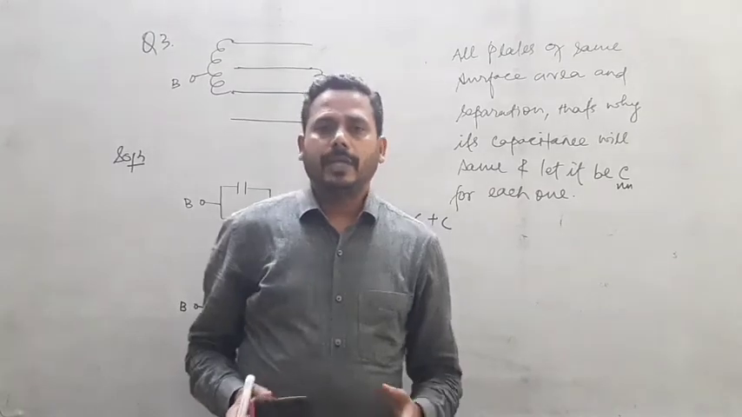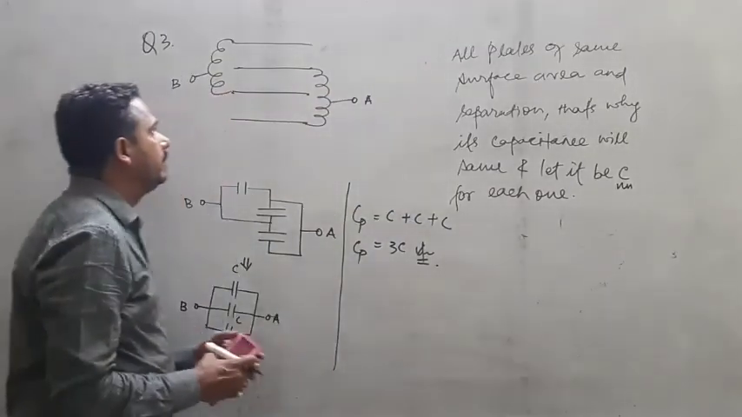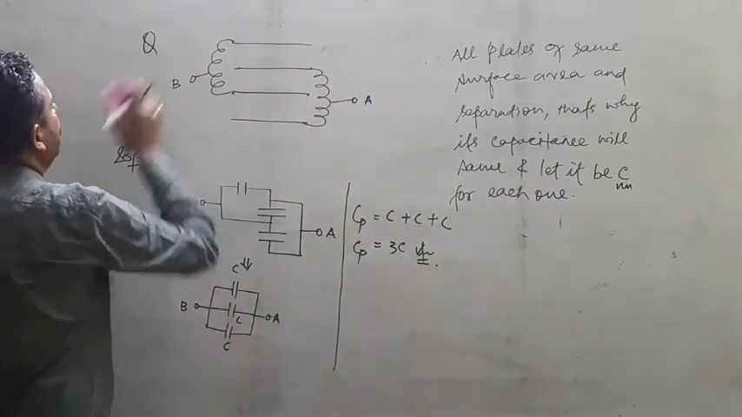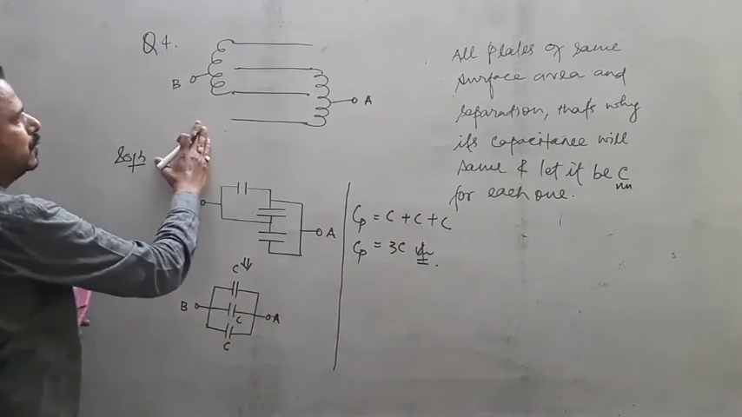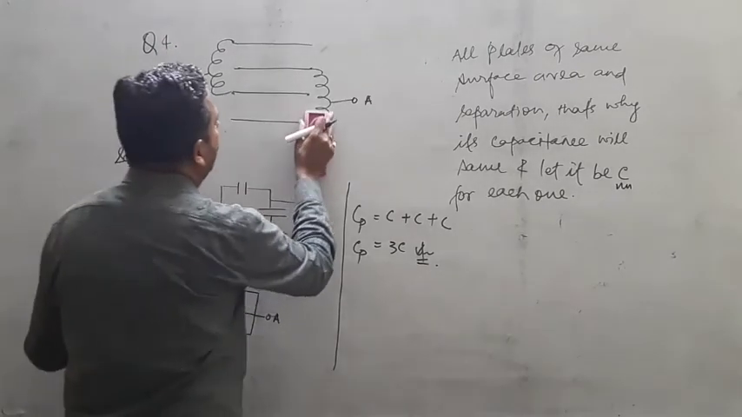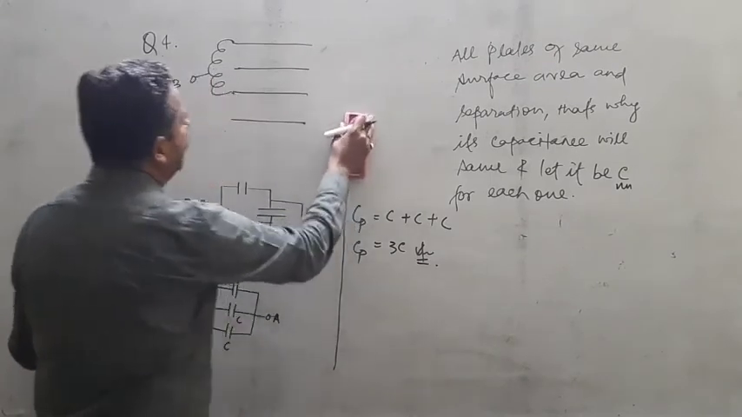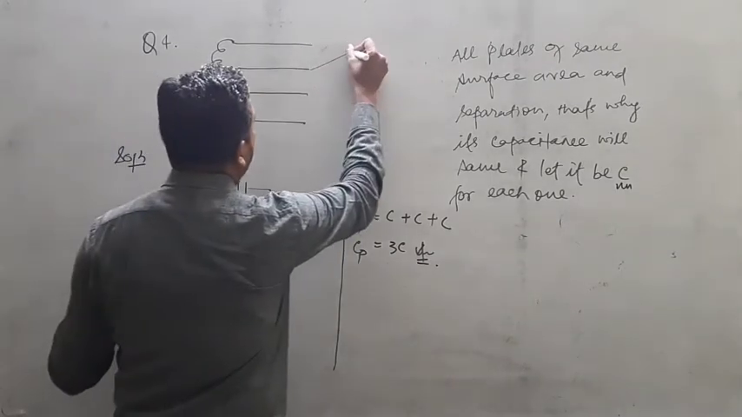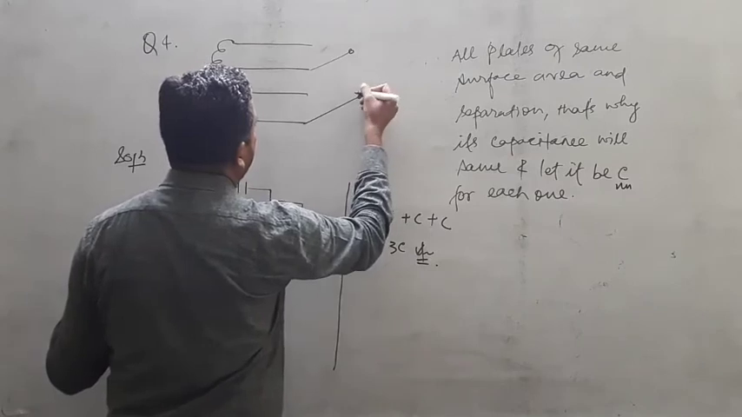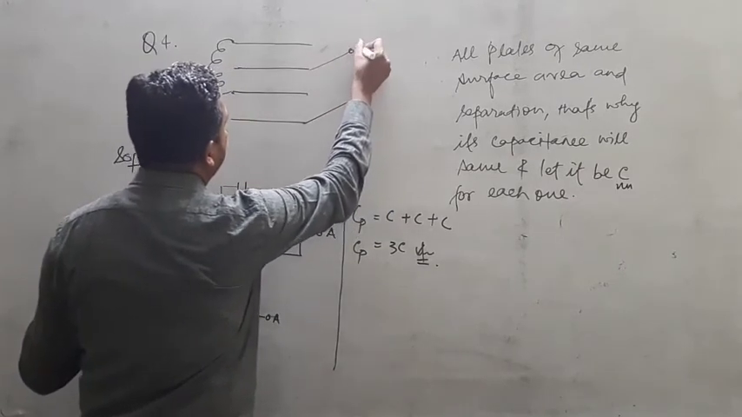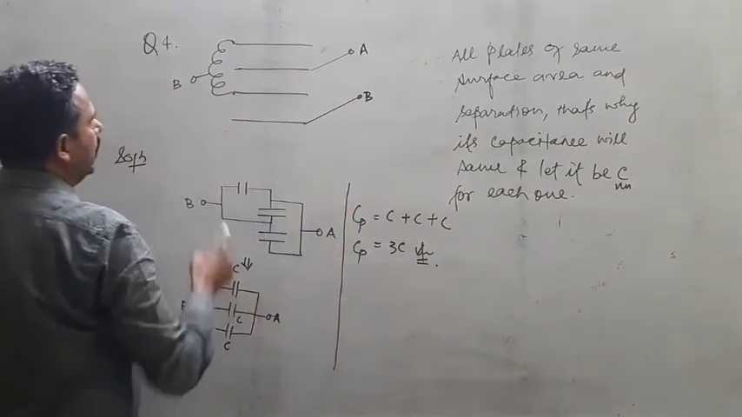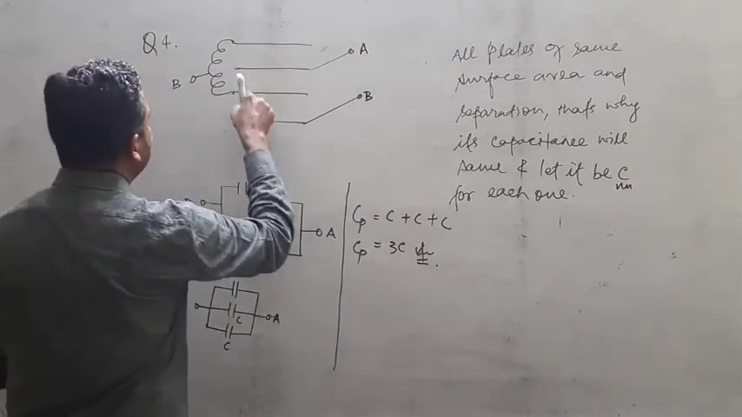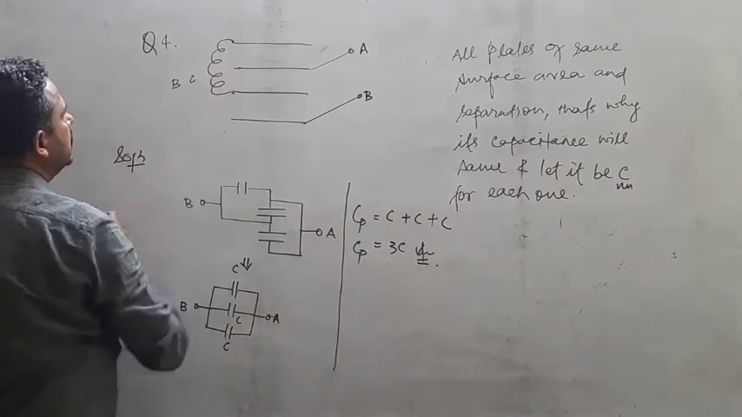Now we'll take one more example, like question number 4. In this section, we will take one terminal here, this one is A and this one is B, whereas these two plates are connected together but there is no terminal.